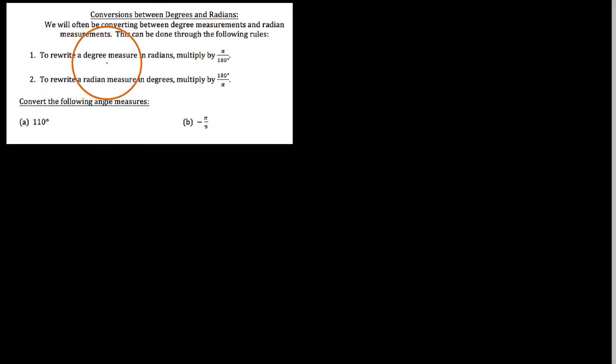To rewrite a degree measurement in radians, multiply by pi over 180. So essentially, the first thing I want to write is this: D to R, degrees to radians. When we want to go from degrees to radians, keep in mind that 2 pi radians, on a rotation here, is the same thing as 360 degrees. This is a given fact.